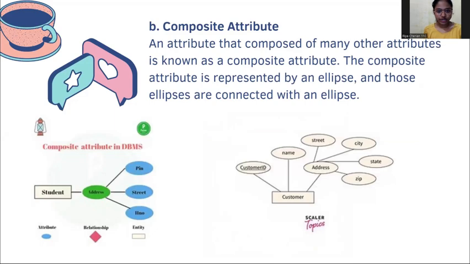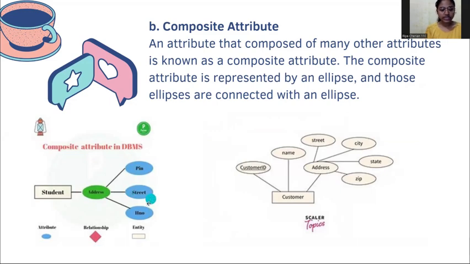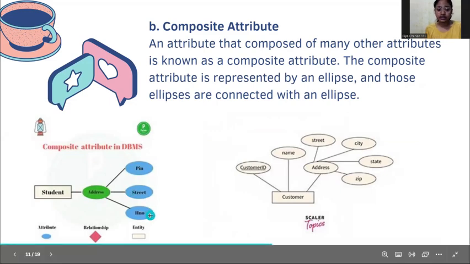Next is composite attribute. An attribute that is composed of many other attributes is known as composite attribute. The composite attribute is represented by an ellipse, and those ellipses are connected with another ellipse. Here, address is an attribute to the entity student. PIN, street, and house number are attributes for the entity address.